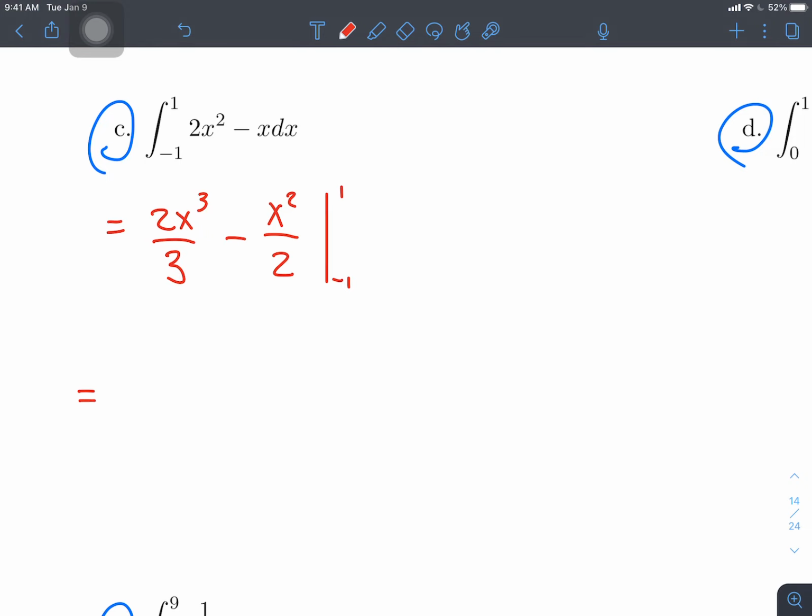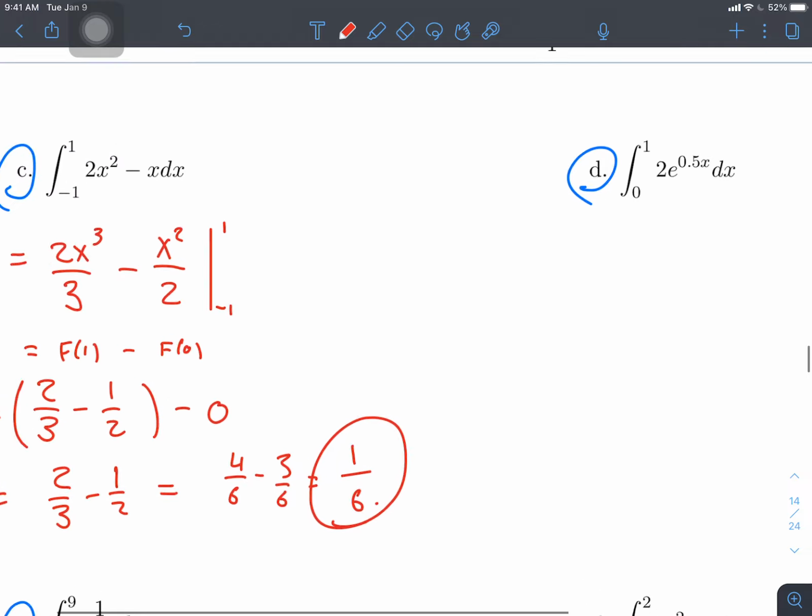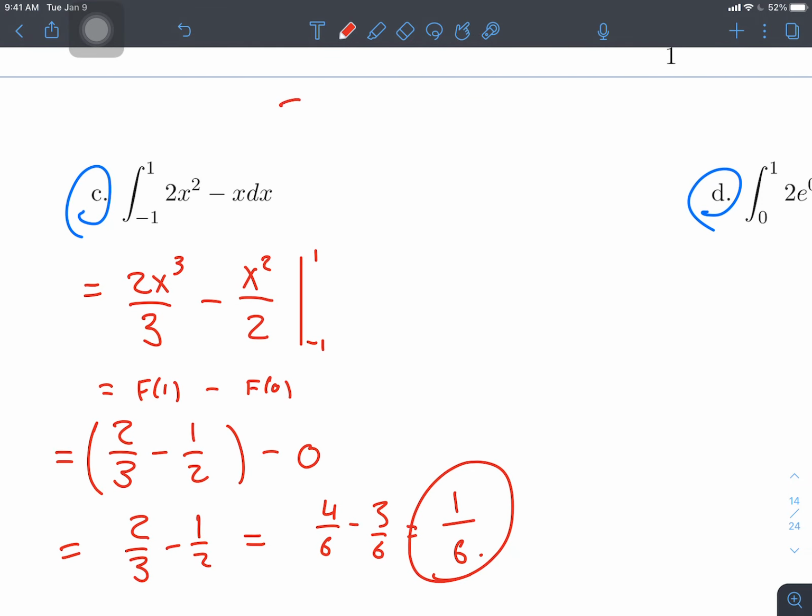So all I'm going to do is plug in 1 first. I get 2/3 minus, when I plug in 1 for that, 1/2. So that's f of 1, and then minus f of 0, which is what I get when I plug in 0 into this function, which for both terms will be 0. So in the end, I get 2/3 minus 1/2, or we could call that 4/6 minus 3/6, which is 1/6. So 1/6 is the area underneath the function 2x squared minus x from -1 to 1.